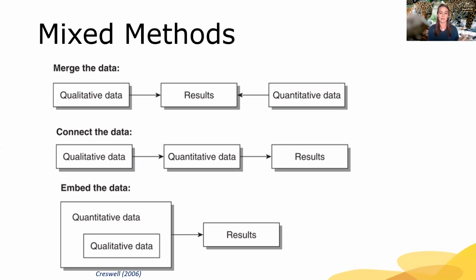You can connect the data by having one set of data build on the other. For example, maybe I go do focus groups first, and then the information that I learn from the focus groups helps me come up with a survey to collect quantitative data, and both of those help me get to my results. And then finally, you can embed one data set within the other at the same time. So perhaps I do an open-ended interview, and then at the end, I also collect some quantitative data from my respondent.